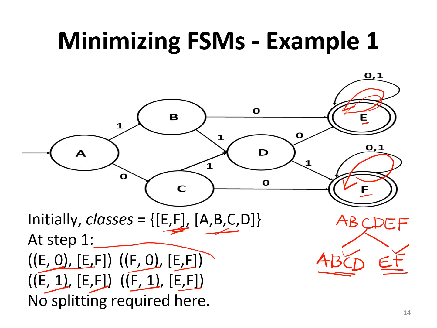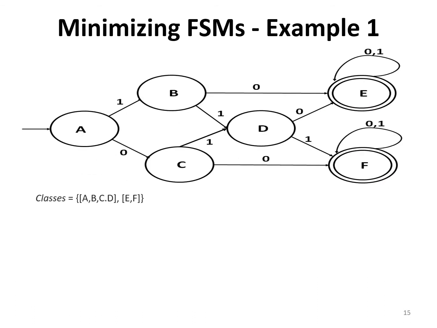On checking the pattern, we see that there is no change in the pattern. That is, E0, F0 are going to the EF class, and E1, F1 are going to the EF class. So there is no change in the pattern. It means state E and state F are indistinguishable from each other. So no splitting required. Similarly, let us check for the ABCD class.